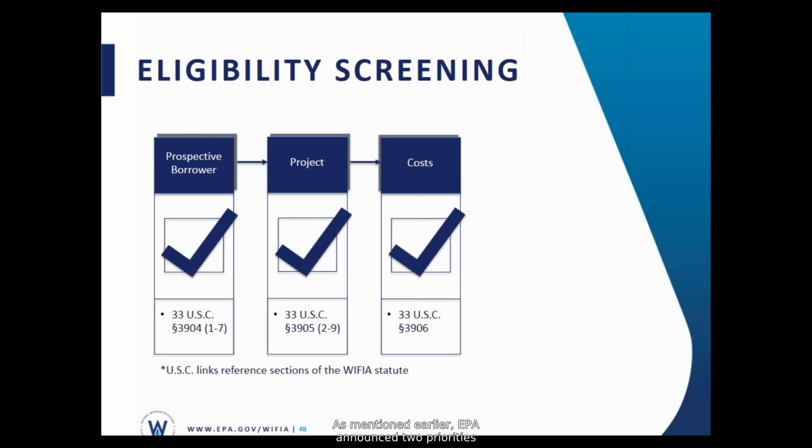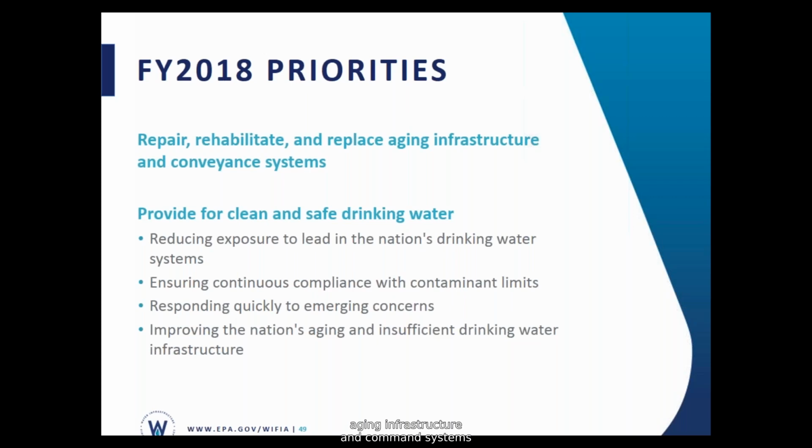As mentioned earlier, EPA announced 2 priorities for its 2018 selection round: repairing, rehabilitating, and replacing aging infrastructure and conveyance systems, and providing for clean and safe drinking water. In talking about the safe drinking water component, it's focused on reducing exposure to lead in our nation's drinking water systems, ensuring continuous compliance with contaminant limits, and responding quickly to emerging concerns. So you'll see these two priorities reflected in the weights in the evaluation process.